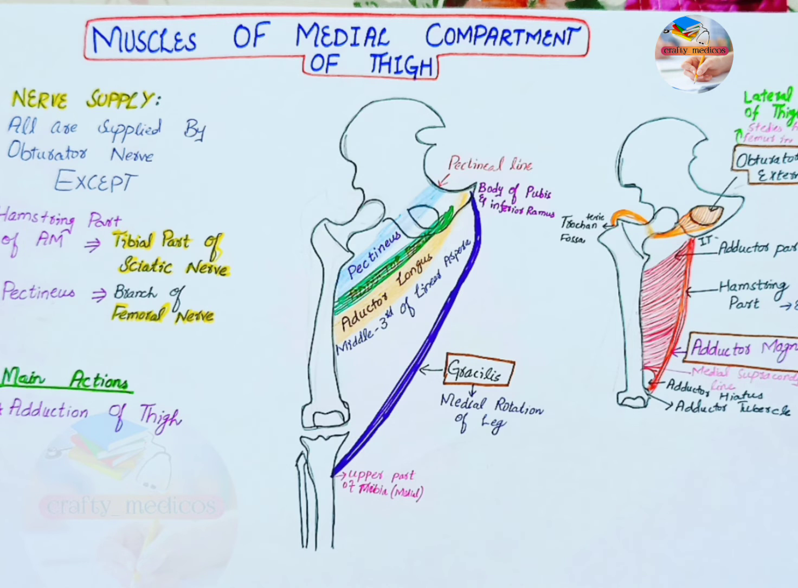Now let's discuss the nerve supply of these muscles. All these muscles are supplied by the obturator nerve except the hamstring part of adductor magnus, which is supplied by the tibial part of sciatic nerve, and the pectineus is a hybrid muscle, therefore it is also supplied by a branch from femoral nerve.